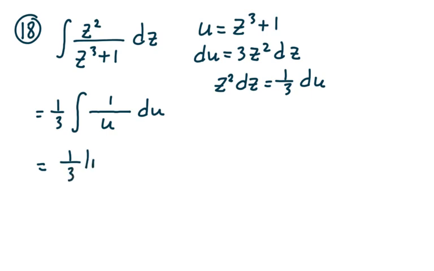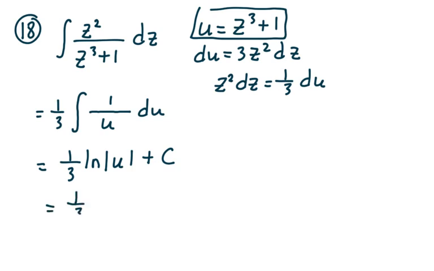So this is 1/3 natural log of the absolute value of u plus c. But remember, u is equal to z cubed plus 1. So this is 1/3 natural log of the absolute value of z cubed plus 1 plus c. And that's how we do problem number 18.